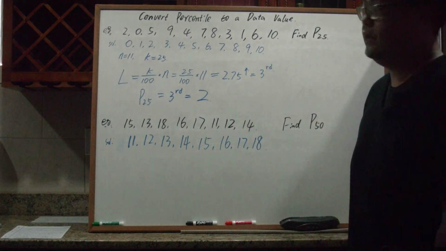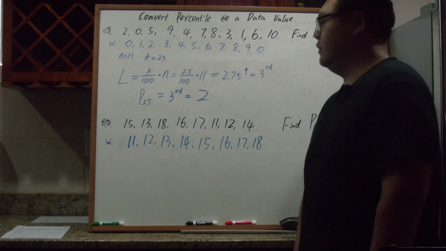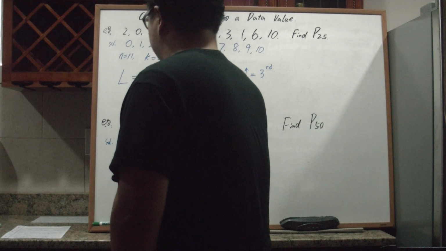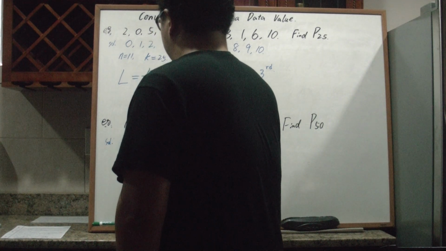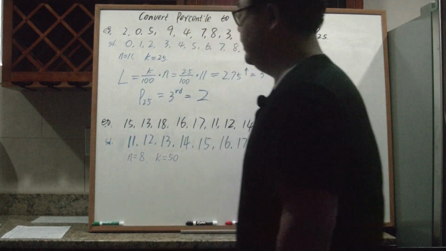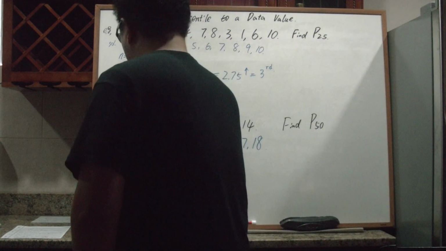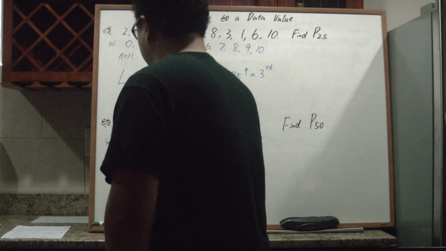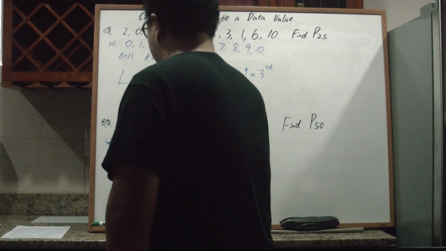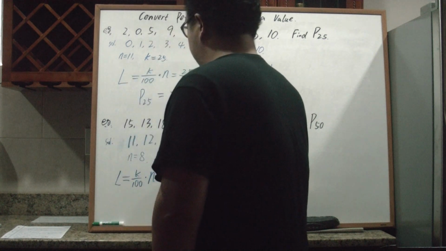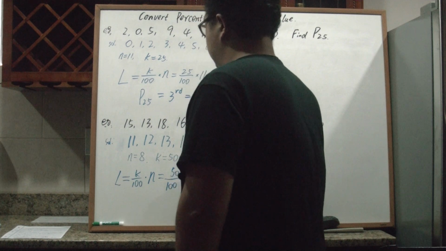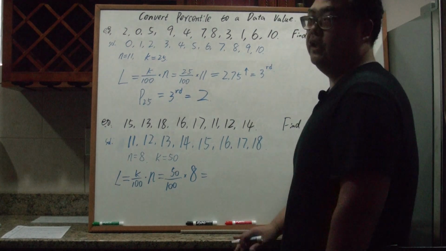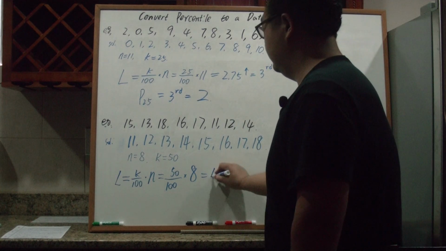Always arrange that perfectly from the lowest to highest. And we see the 8 numbers and the k provided is 50. Therefore, when we apply the formula, k over 100 multiplied by n, that is 50% of the data. 50% times 8, or in other words, 0.5 times 8, that is 4.